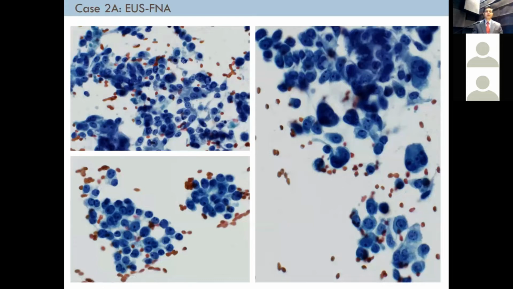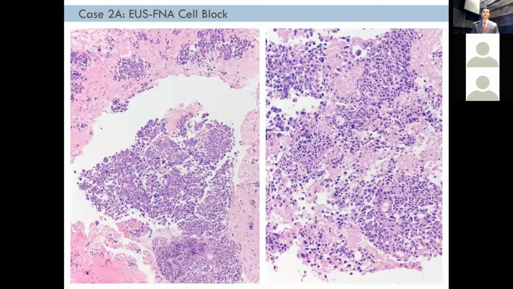This is the PAP stain that highlights the nuclear features, which were characterized by the presence of very prominent nucleoli. Also, if you look at the chromatin, it is granular and has a neuroendocrine-like appearance. The cell block actually showed fragments of a predominantly solid high-grade neoplasm with occasional glandular elements, as you can see over here and here.